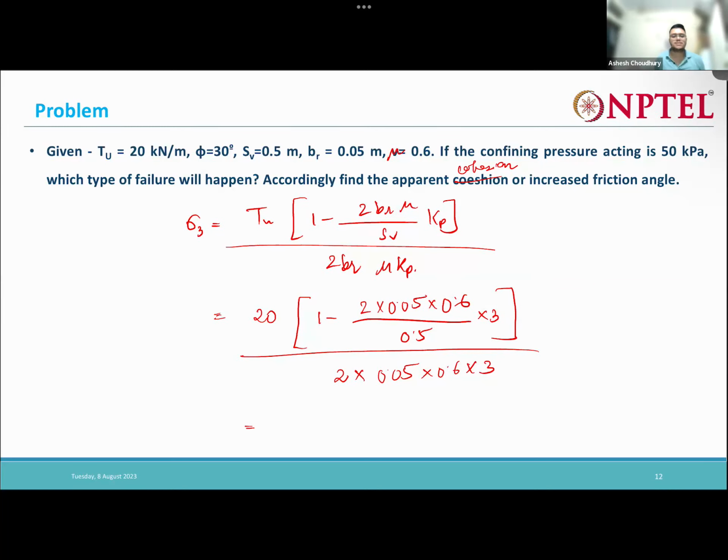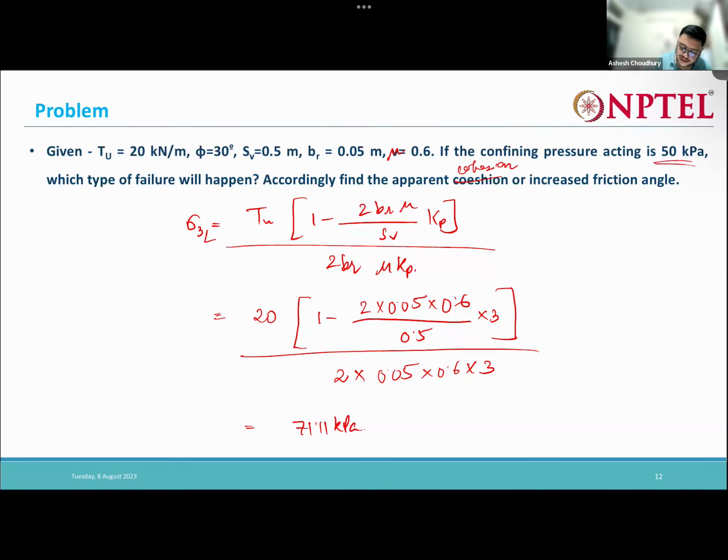So what is the sigma 3 limiting? Please calculate. 70.